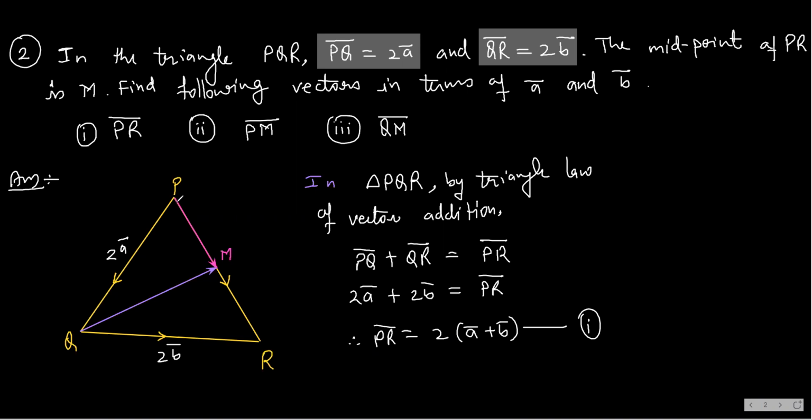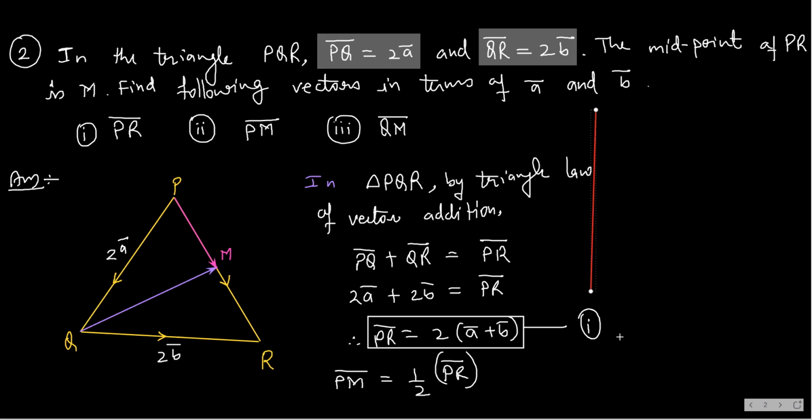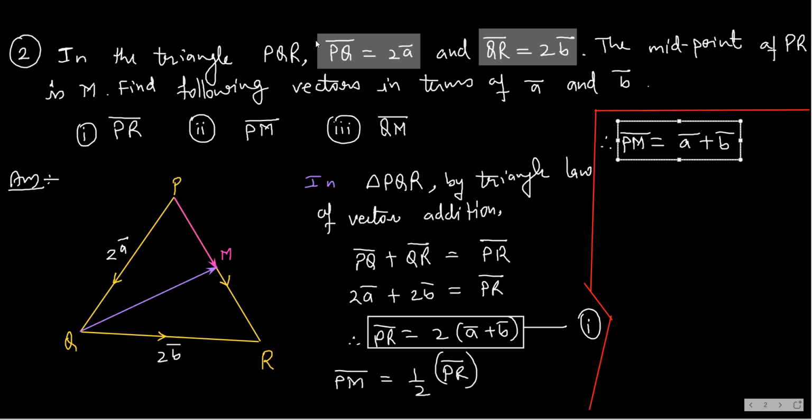Now I have to go for PM bar. See, vector PM is 1 upon 2 times vector PR. Okay, PM is half of PR. I will write PM bar is 1 upon 2 times PR bar. Now you found PR bar just now. Therefore PM bar equals 1 upon 2 PR bar. What is PR bar? It is this. So 1 upon 2 of this, the 2 will cancel. So you'll have A bar plus B bar. See, this is PM bar. Okay. You got this. This is number 2.